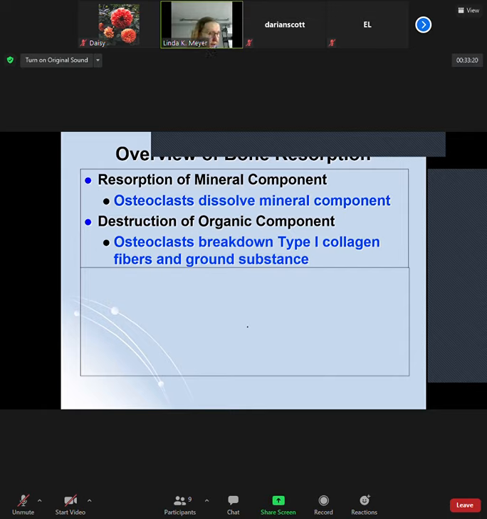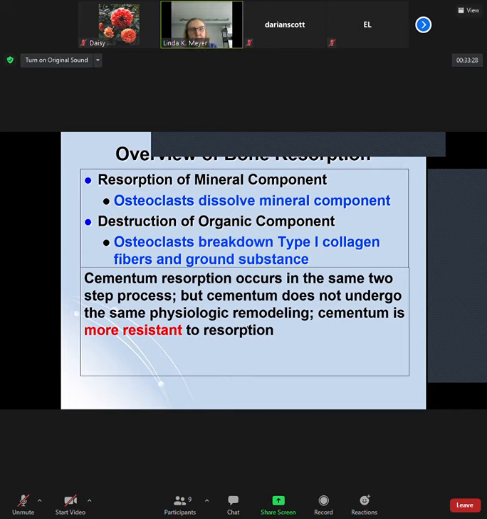And then if we go to the top of the second page, we're going to see for cementum, it occurs in the same two-step process, but I just want you to write in the blank there that it's more resistant to resorption. So I've already mentioned in health, bone is a dynamic tissue, constantly remodeling. We have the net effect of apposition and resorption, whereas cementum is less likely to resorb in a healthy situation.